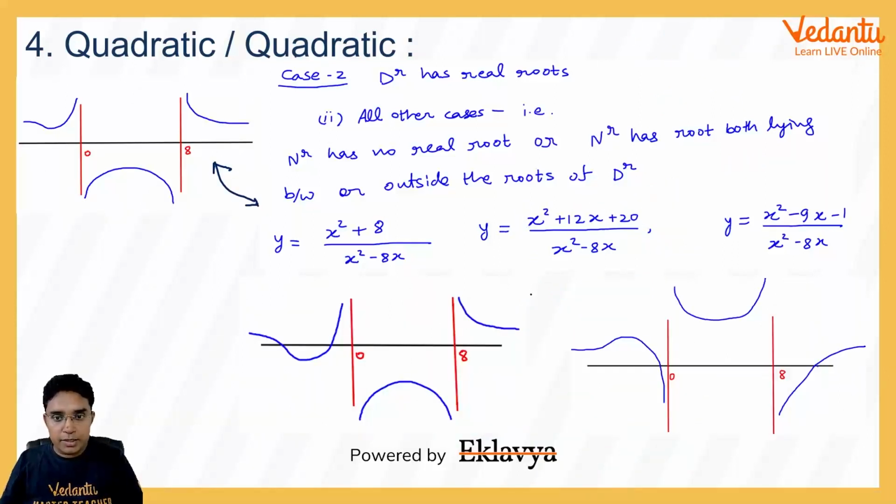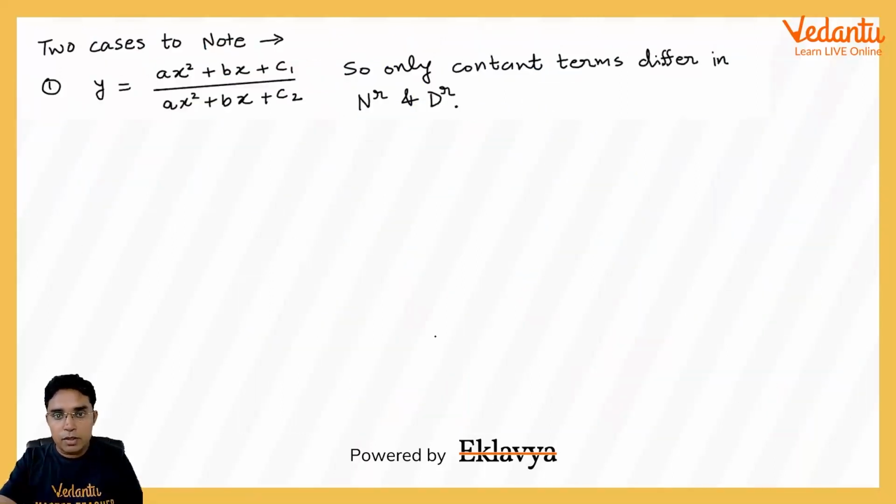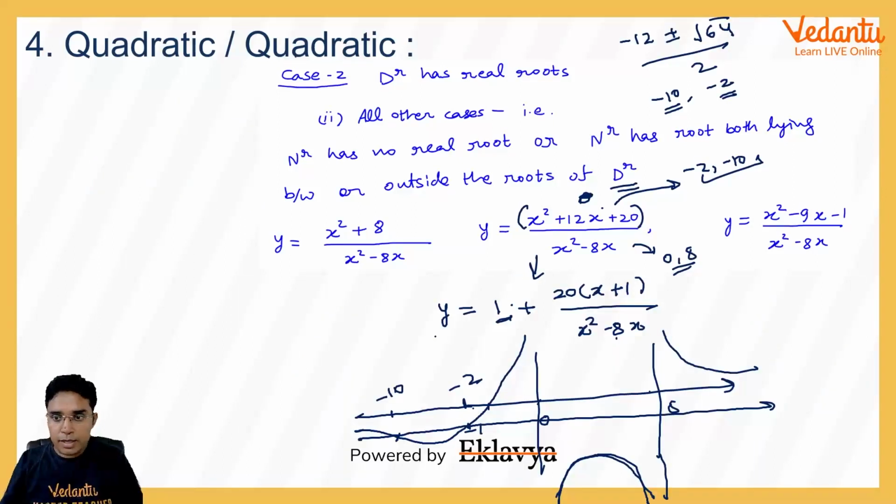So you can check, this is the graph of second one. Let me see. Yeah, same thing. This is minus 2, this is minus 10, this is 0, this is 8. Now coming to the next one. Next one means this one.